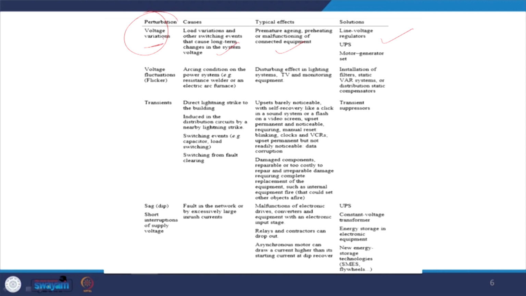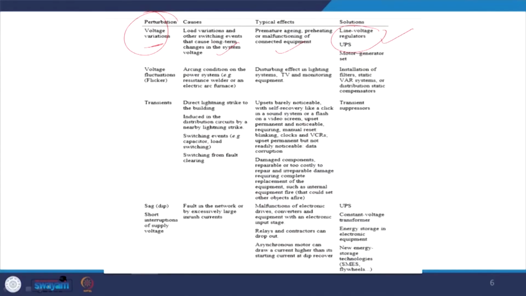So, you may have a voltage disturbance, we have seen sag, swell, a lot of entities. Mainly it is caused by variation and other switching events that cause long term change in the system voltage. All of a sudden you overthrow a big line or you have a sudden fault, and due to that variation of the voltage, premature aging of your machines, preheating and malfunctioning of the connected equipments.